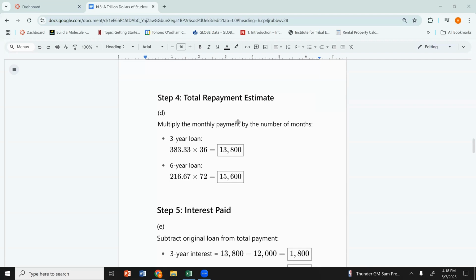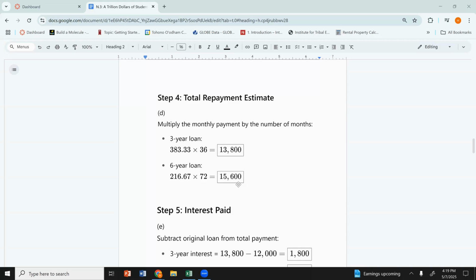So let's look at the total repayment estimate. Like, how much are you repaying in total? So you're paying 383.33 every month in your 3-year loan for 36 months. So that's 13,800. Okay. You borrow 12,000, you're paying 13,800. In the 6-year loan, you're paying 216.67 for 6 years, which is 72 months. So times 72, that's 15,600. So you borrow 12,000, you're repaying 15,600.